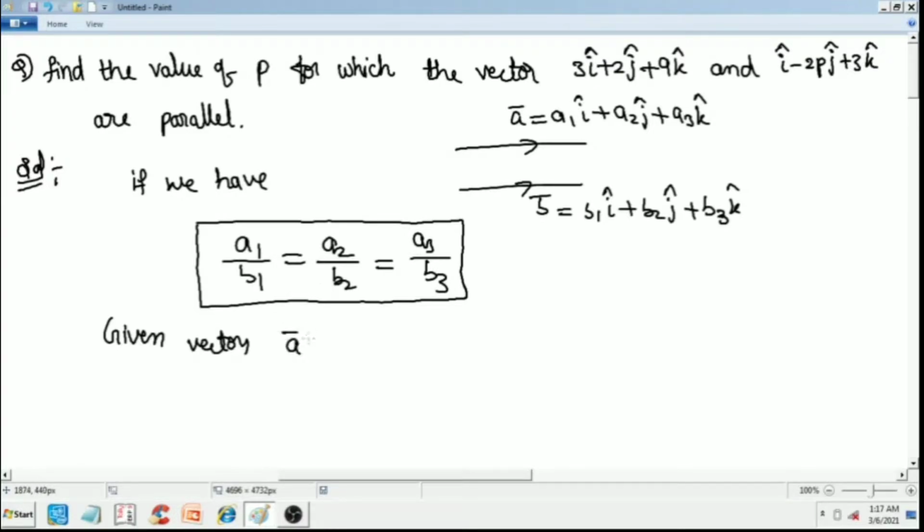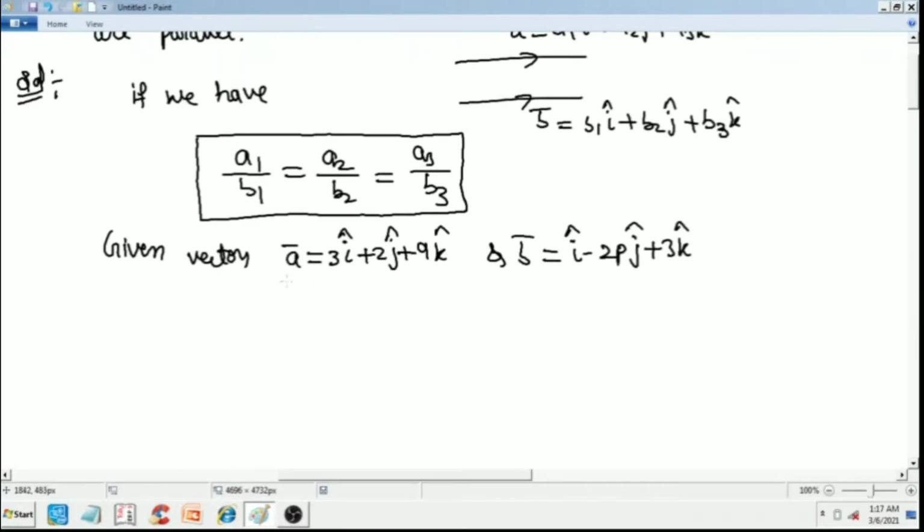Let's say a bar is equal to the given vector 3i plus 2j plus 9k and b bar vector is i minus 2p j bar plus 3k bar. So here we have vector a and vector b, both parallel to each other. A parallel to b, then we have a condition, a1 by b1.